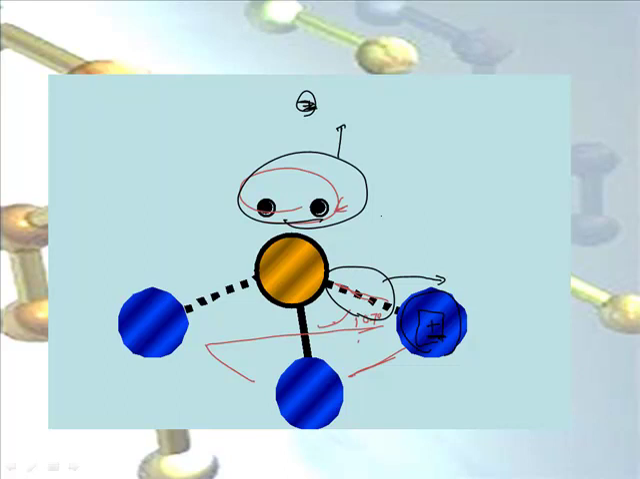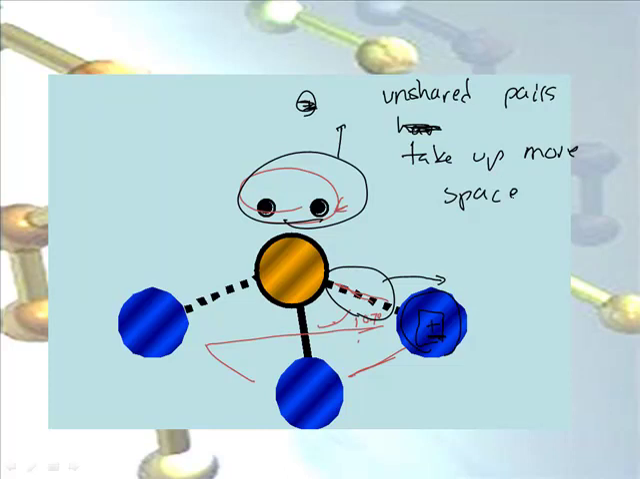And so probably the takeaway, actually write this down, is that unshared pairs take up more space. Just like we had with the little plastic model, the unshared pair takes up a lot more space than the little atom does. More space than a bonded pair. I'm trying to think of the words. Okay? So that's going to happen when we go to our next shape.